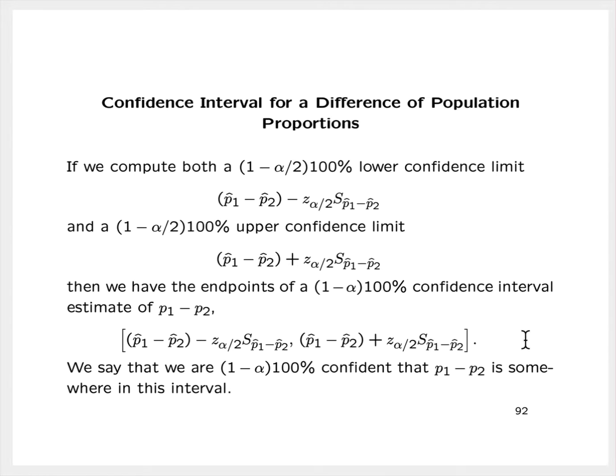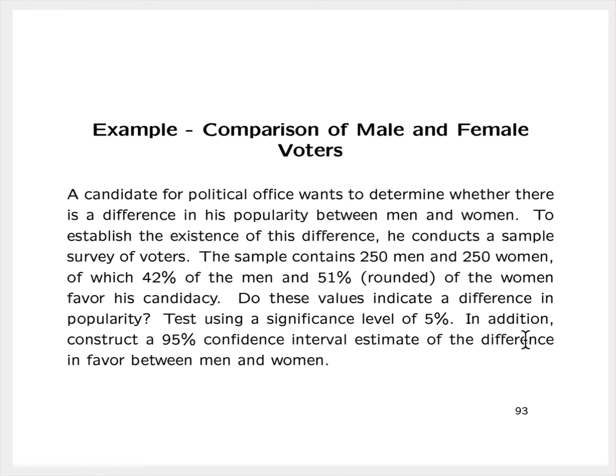We've seen this kind of development before. Let's take a look at some examples. This example is a comparison of male and female voters. A candidate for political office wants to determine whether there is a difference in his popularity between men and women. To establish the existence of this difference, he conducts a sample survey of voters.